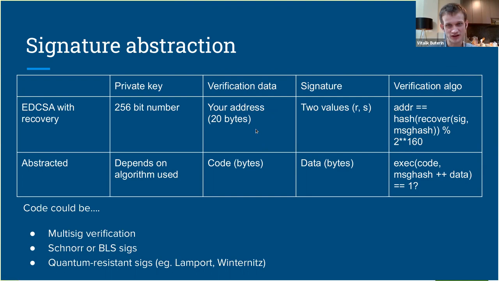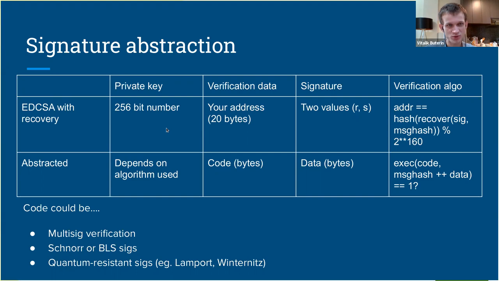So this is basically how verification works today. So one could imagine a restricted form of abstraction that just does a signature abstraction. And the way that it would work is basically we just replace each of these four categories, right? So private key would be outside the scope of the consensus.